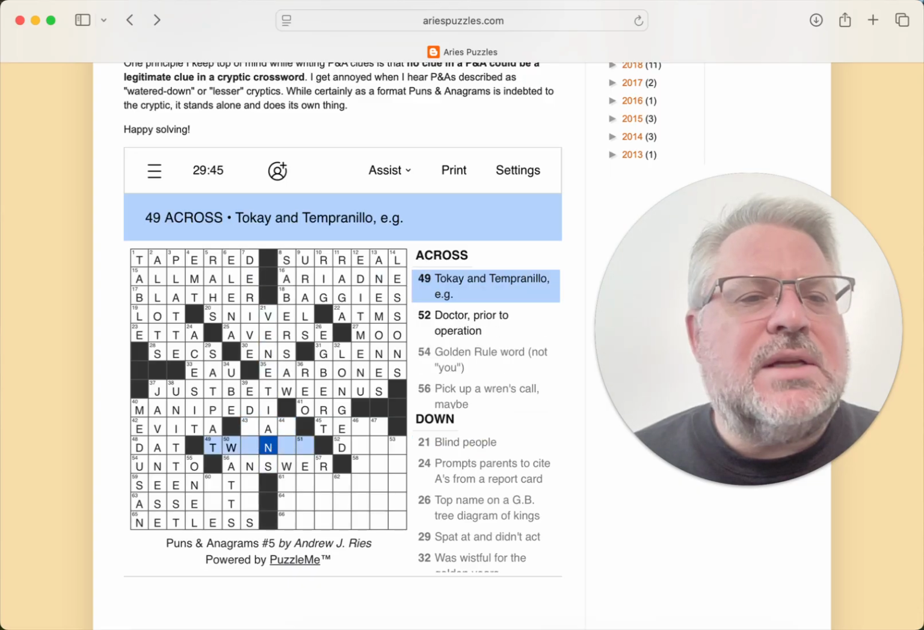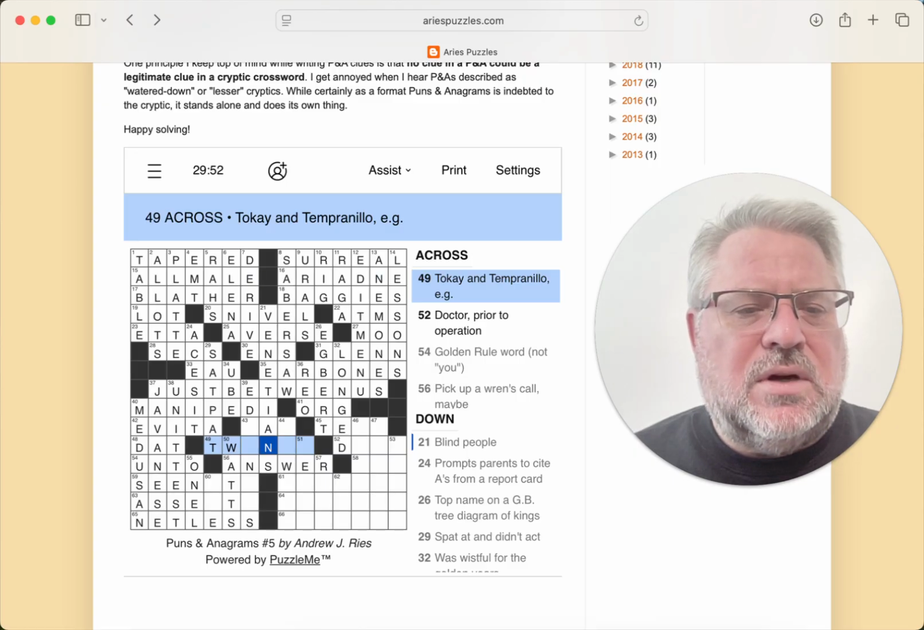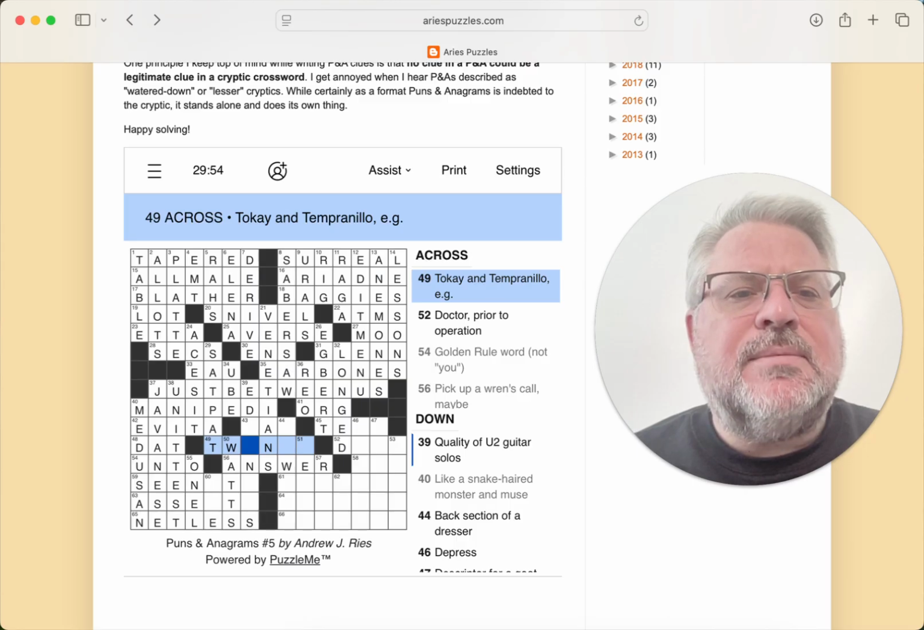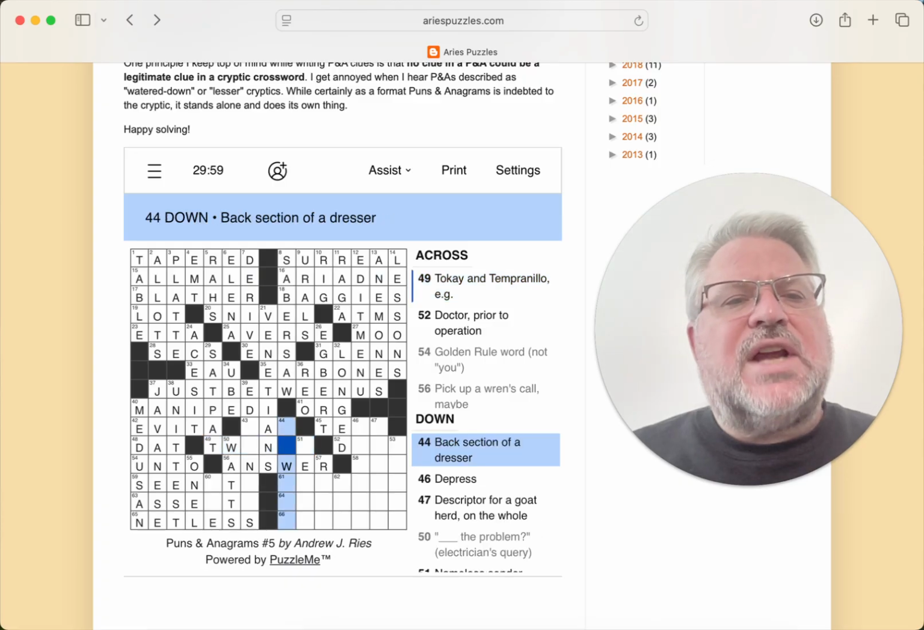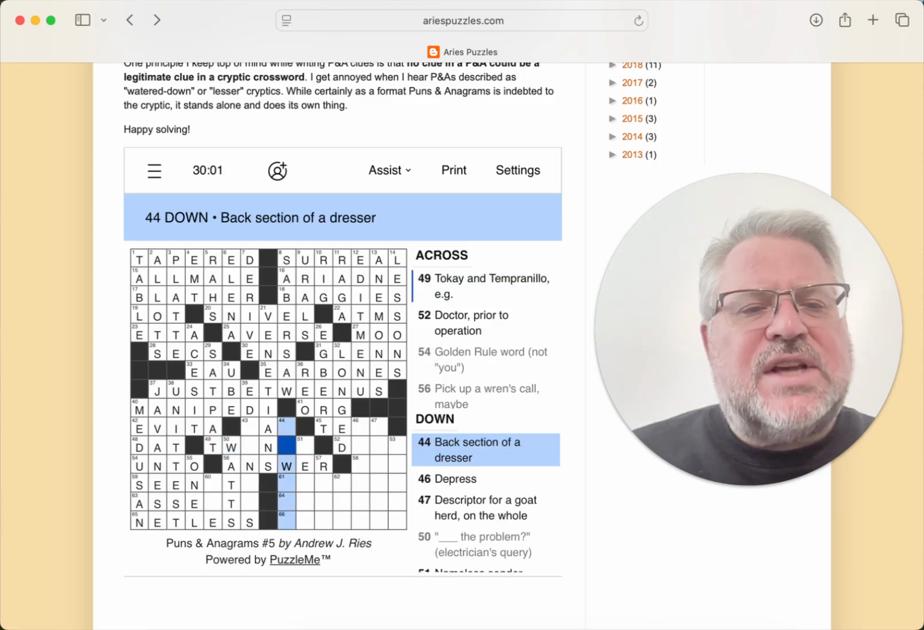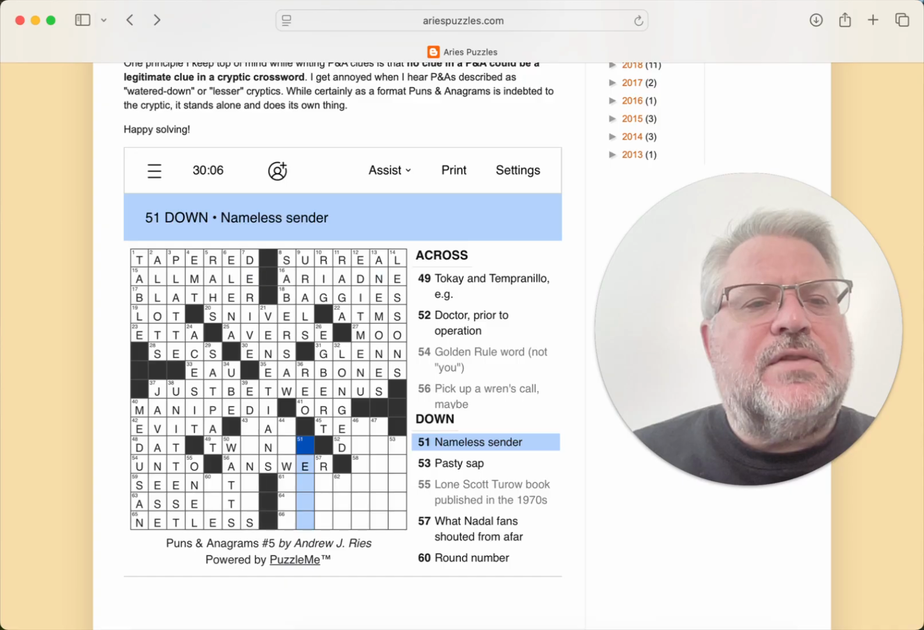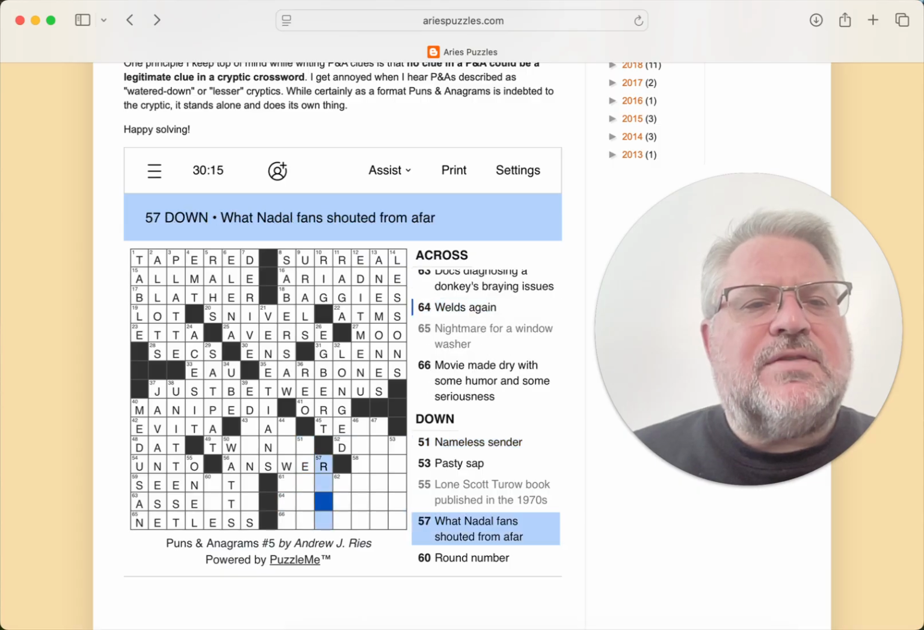To a variety, no. I don't know what Tokay and Tempranillo even are. Are they wines? What is suggested there? I don't know that. 44 down, back section of a dresser. A drawer? No. 51 down, nameless sender. Nope. 57 down, what Nadal fans shouted from afar.